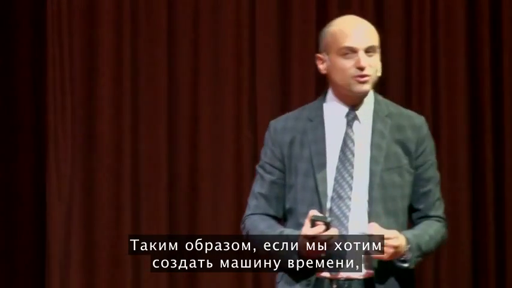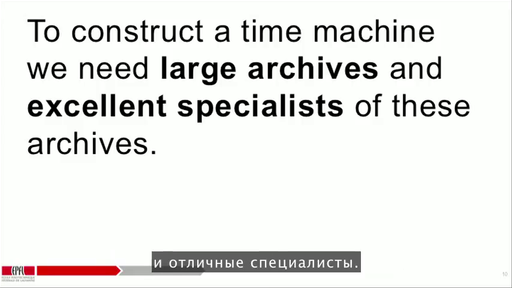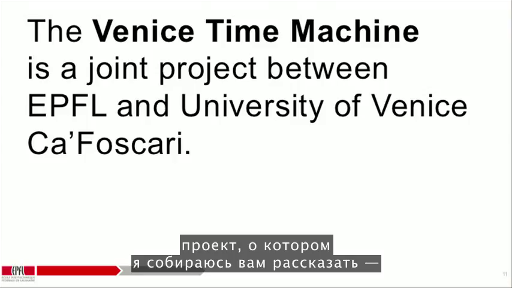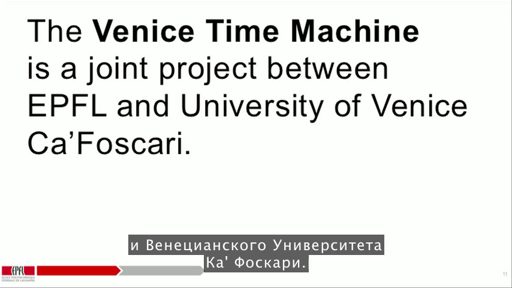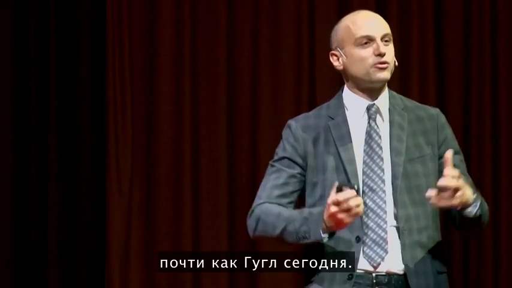So if we want to construct a time machine, we need two things. We need very large archives, and we need excellent specialists. The Venice Time Machine, the project I'm going to talk to you about, is a joint project between the EPFL and the University of Venice Ca' Foscari. There's something very peculiar about Venice, which is that its administration has been very, very bureaucratic. They've been keeping track of everything, almost like Google today.